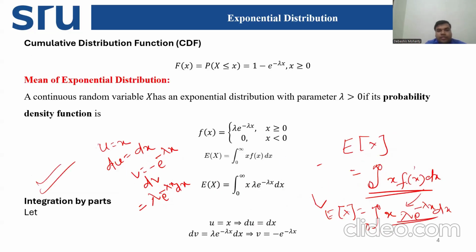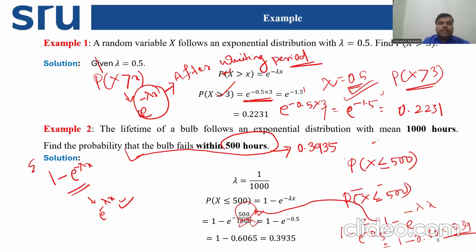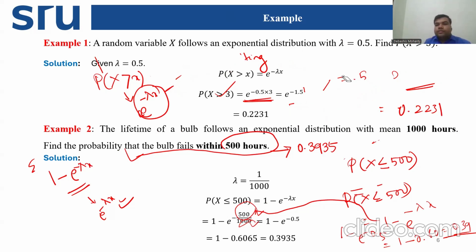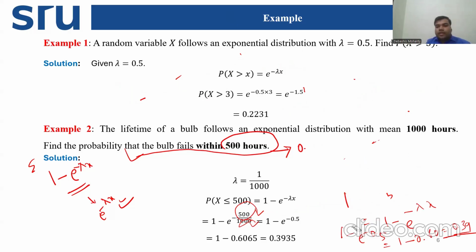Here we have discussed how you can find that the expectation is 1 by lambda and the variance is 1 by lambda square. Some problems are there, and we have already discussed those problems. Through these problems, we can easily calculate the waiting time period. This question is direct actually, but generally in examinations we will find that within a time period, we need to calculate this value.